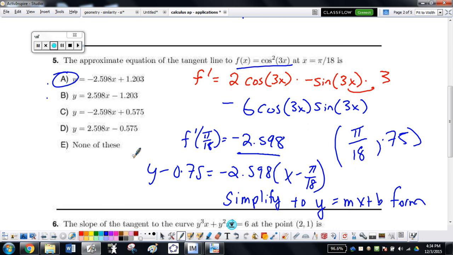I'm just a little bit confused at how you got 0.75. I plug pi over 18 into the original function. It's in the calculator. Yeah. A lot of people start there first. You may want to start there first.